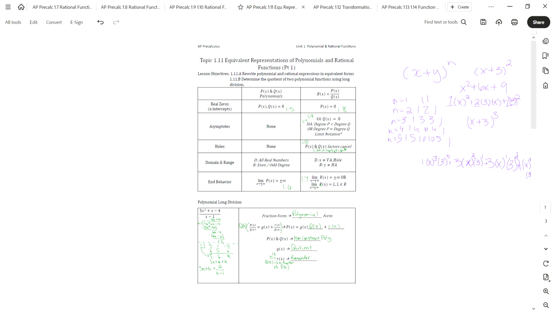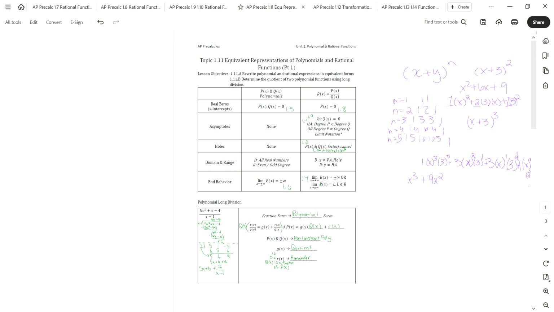3 to the third. All right, so let's simplify the terms. X to the third. What's 3 to the 0? It is 1. Plus x squared, right? Now it's 3 times 3 to the first. What's 3 times 3? 9. So that's 9x squared.